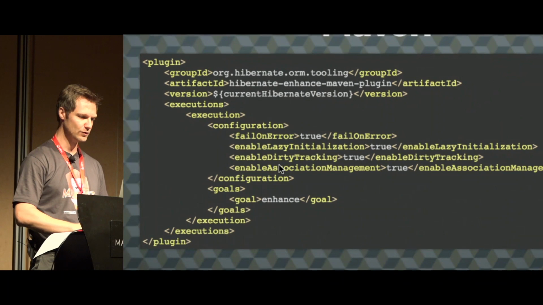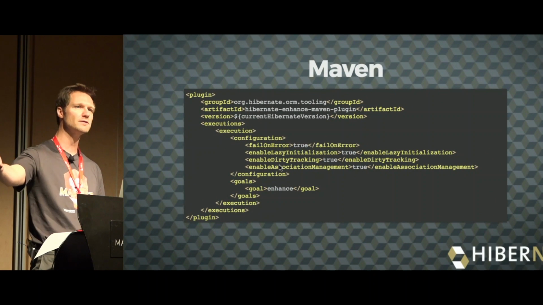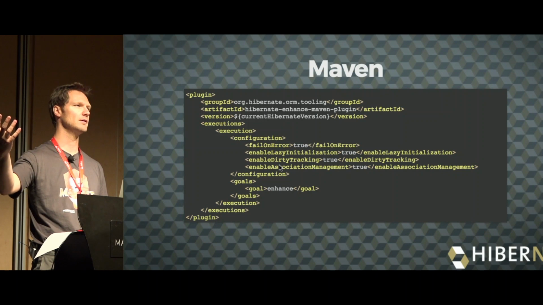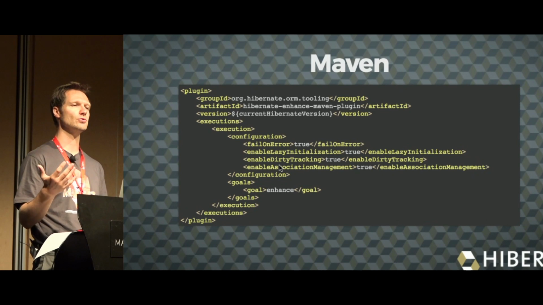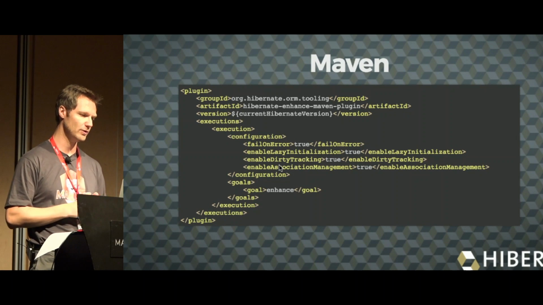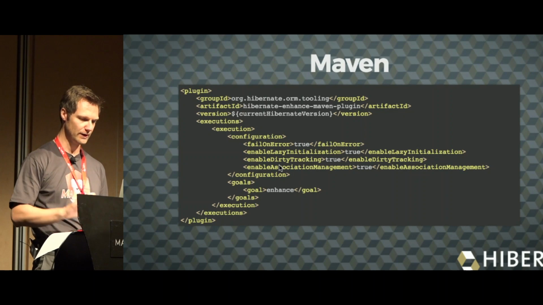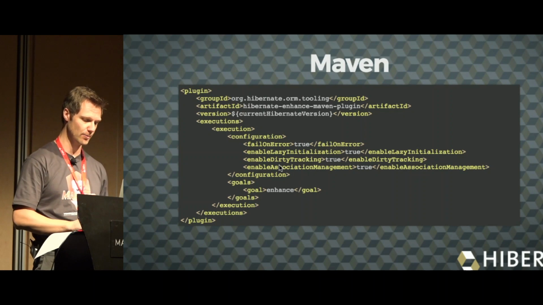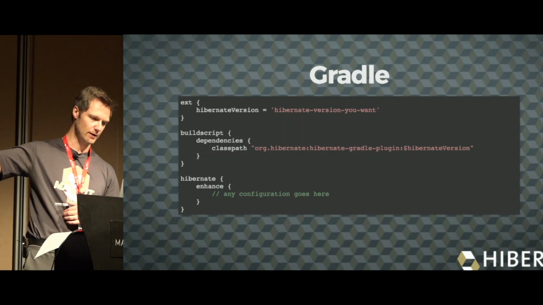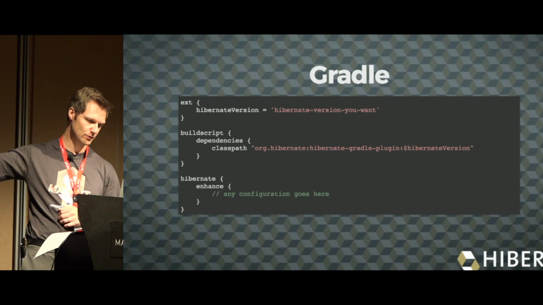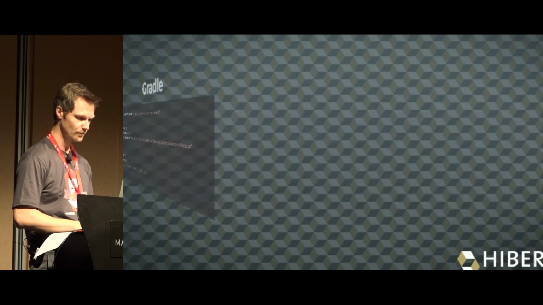Okay, so that's in Java EE, that's how you do it. You add the properties in your persistence.xml or your hibernate.cfg.xml. But you can do it at build time if you are in a Java SE environment, for example. So if you use Maven, that's the plugin and how you set that up. And again, you can select which features you want to enable. And if you use Gradle, it's pretty much the same. You add the dependency, and then you enable the module, and you select which property you want to enable.